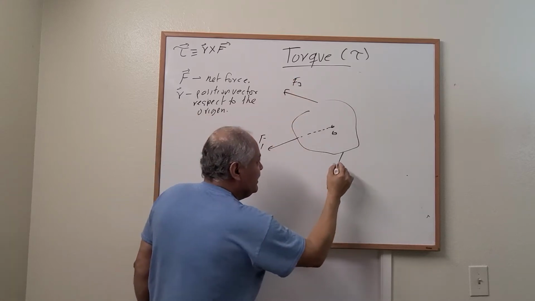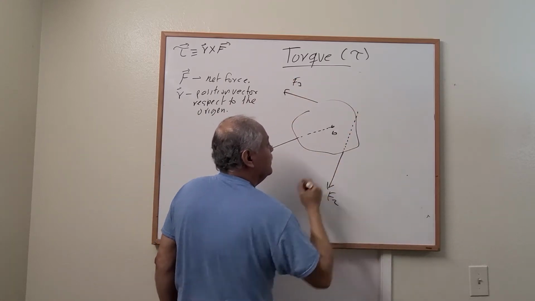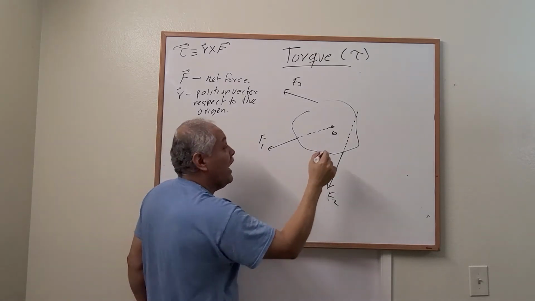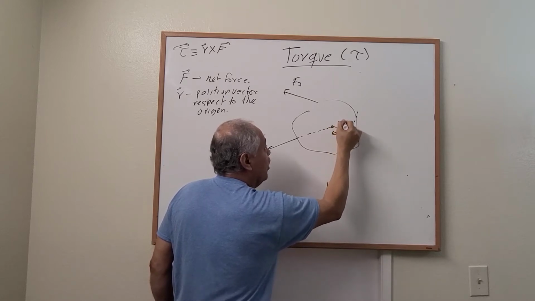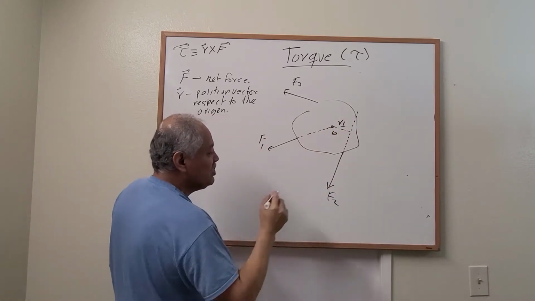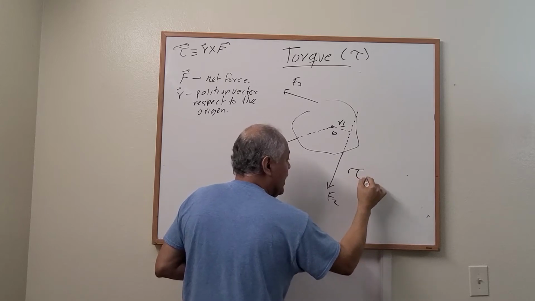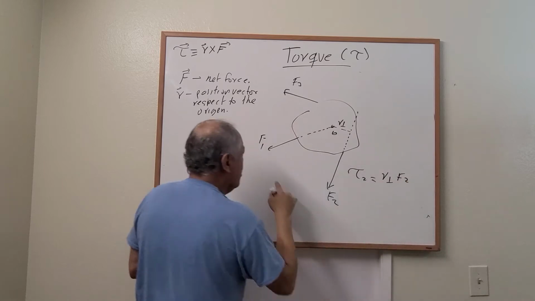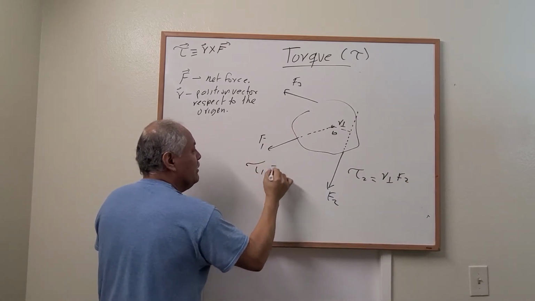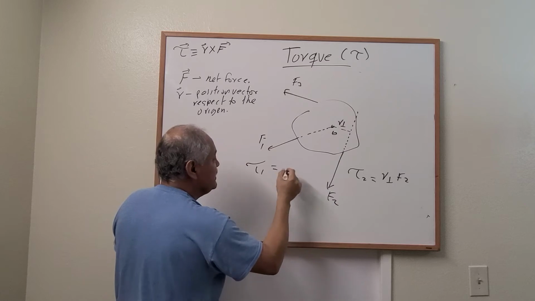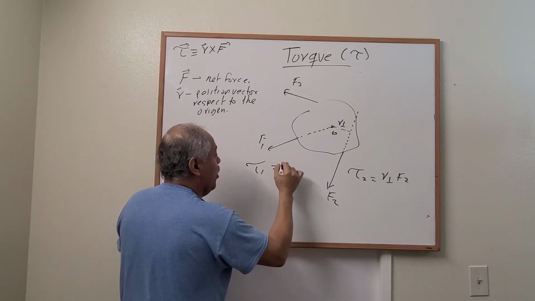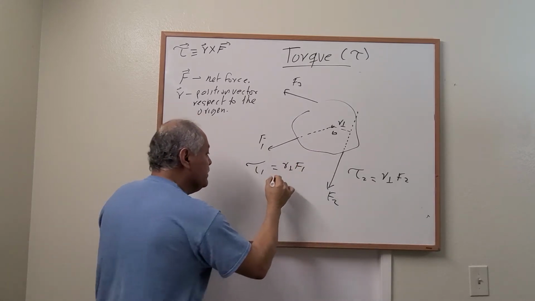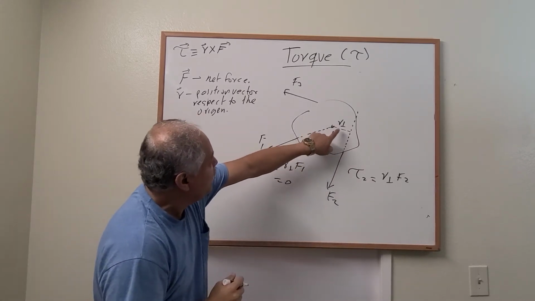For F3, this is the line of action, correct? Now, if we find the perpendicular distance to this line of action, which should be this one, let's call it R perpendicular, then the torque produced by force 2 is equal to R perpendicular times F2. What should be the torque produced by this force? Well, it's going to be R perpendicular times F1. But what is R perpendicular? 0. So it's equal to 0. There is no perpendicular component like in this case.